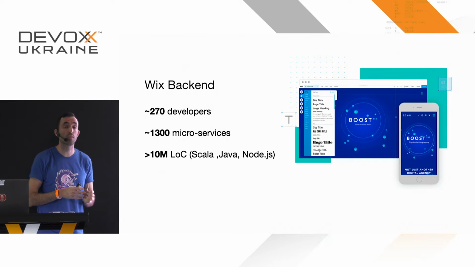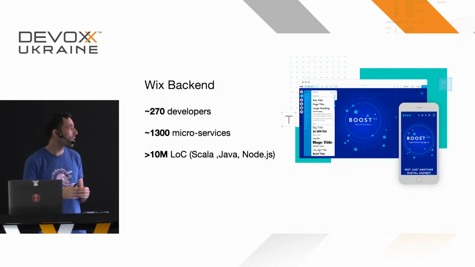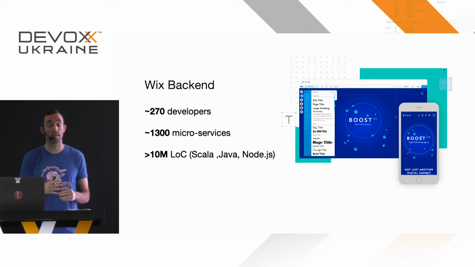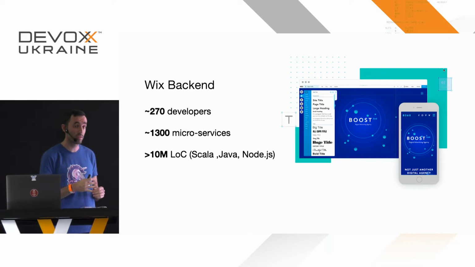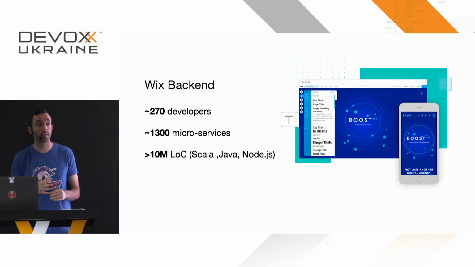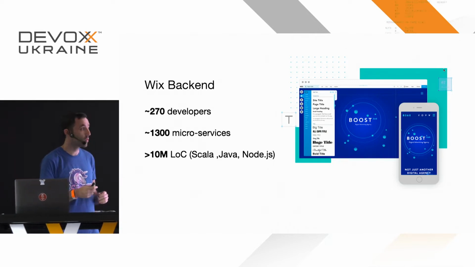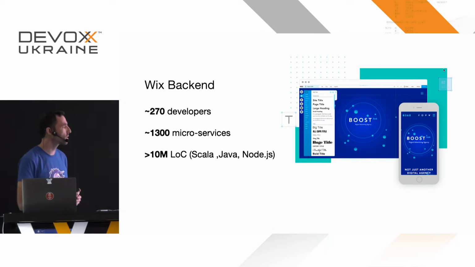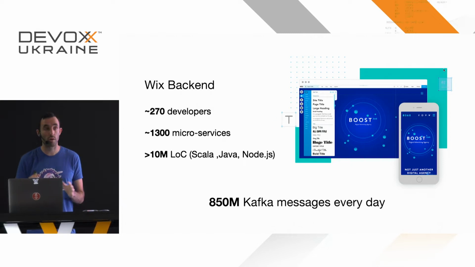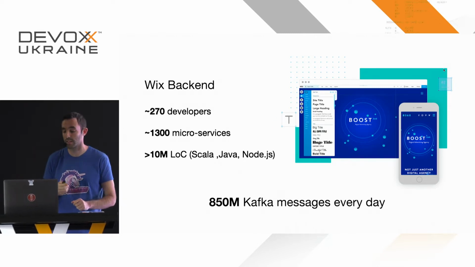And specifically with Wix backend, a few numbers. We have around 270 developers and more than 1,300 microservices, and over 10 million lines of code in Scala, Java, and Node.js. Well, mostly in Scala, but there is considerable Java and Node.js code. And we have roughly 850 million Kafka messages every single day.